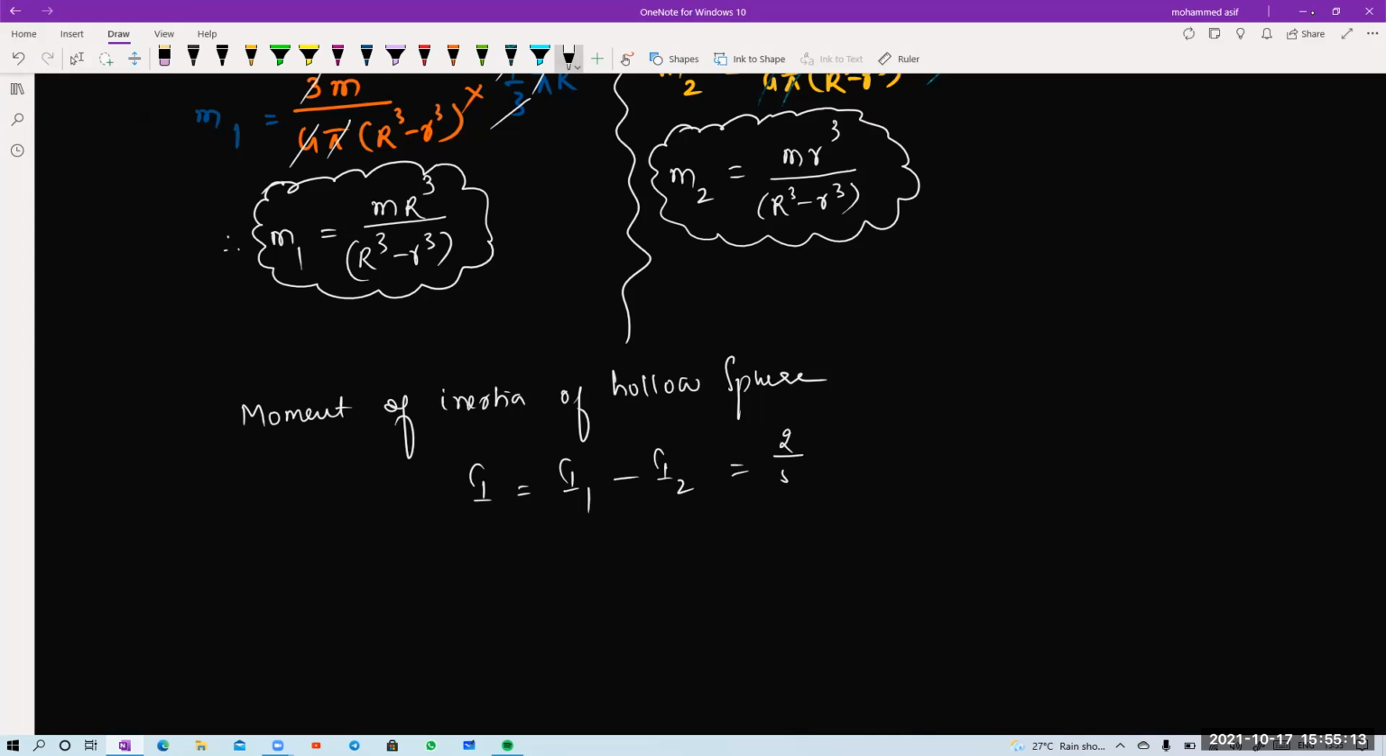So this is 2 by 5 M1 into capital R square, minus 2 by 5 M2 into how much for me, beta? Small r square, isn't it? So in this one, what can I take common, beta? 2 by 5 will be common, and this will be M1 into R square minus M2 into small r square.